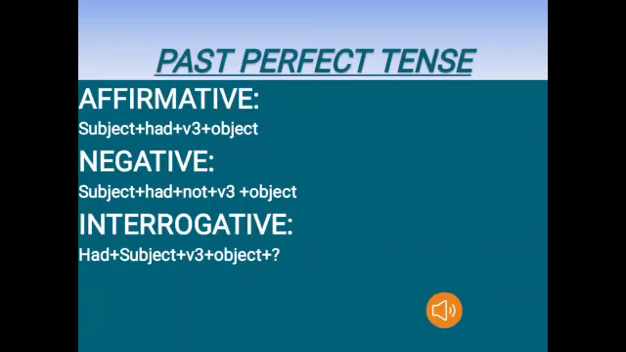In the negative sentences, the rules are subject plus had plus not plus third form of the verb plus object. Now interrogative sentences. Interrogative sentences start with the helping verb. The helping verb here is had. Had plus subject plus third form of the verb plus object plus question mark.